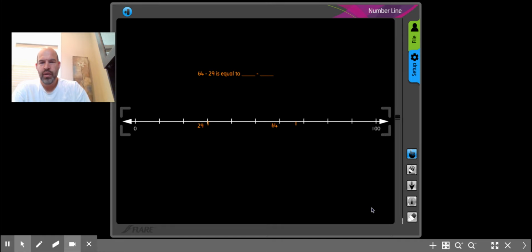So if we move 64, add 1 to 64, what do we get? We get 65, right? And what if we add 1 to 29? We get 30. So 65 minus 30 is a little bit easier to solve than 64 take away 29. So the compensation strategy is all about making an easier way to solve.